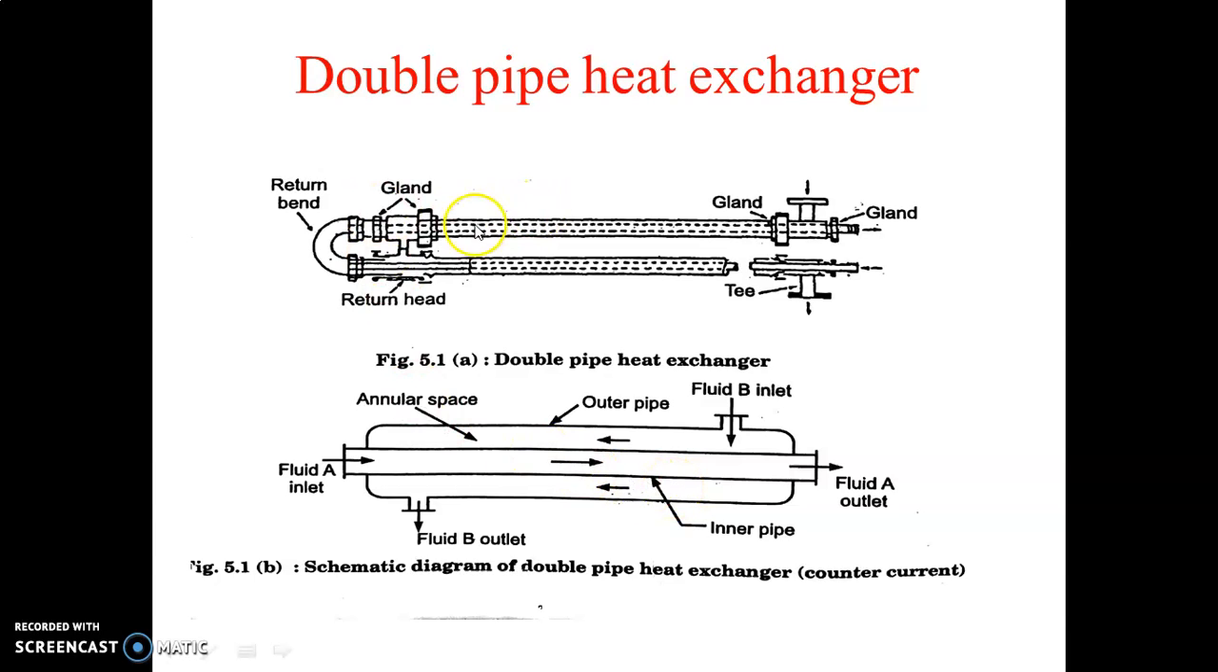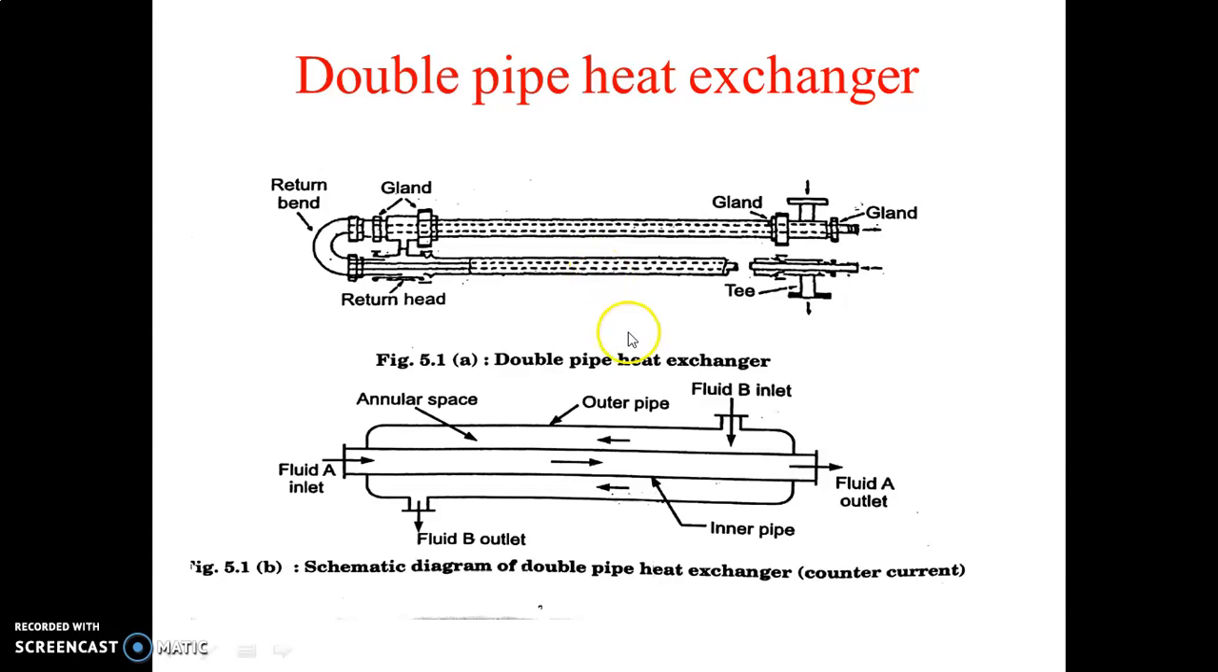And this heat exchanger can be assembled in any pipe fitting shop. One fluid is passing inside the inner pipe, maybe hot or cold, and another fluid passes through the annular space created between the 2 concentric pipes. The flow may be in a co-current or counter-current direction. We have already discussed this point. Co-current means both fluids flow in one direction, and if the fluids enter in opposite directions, that is called counter-current.